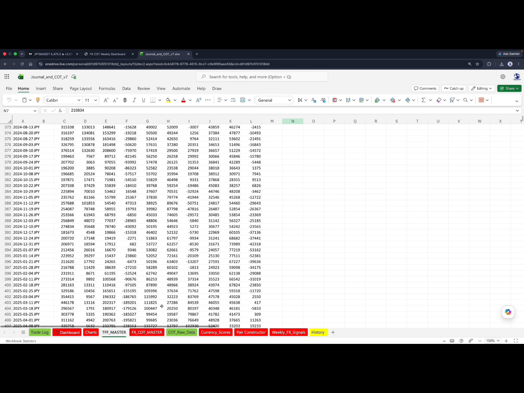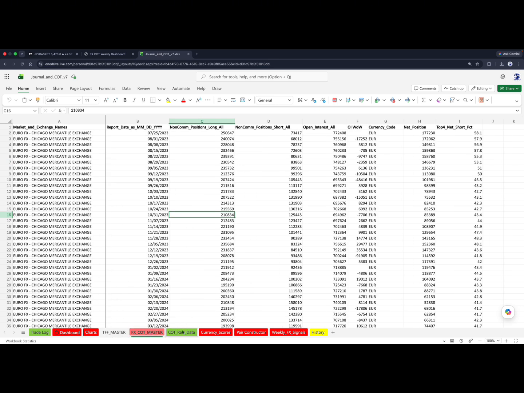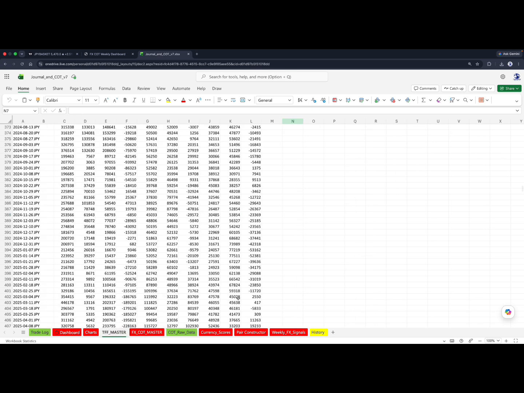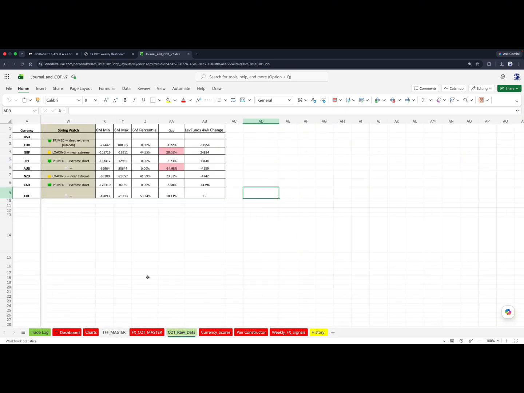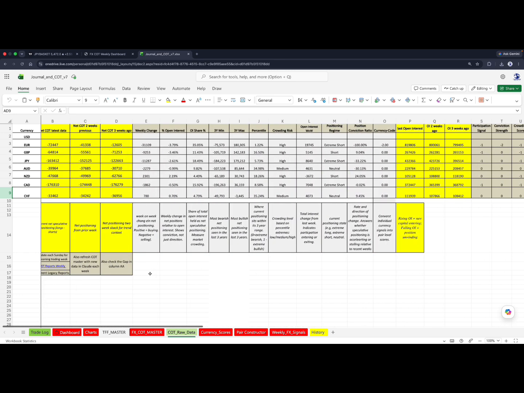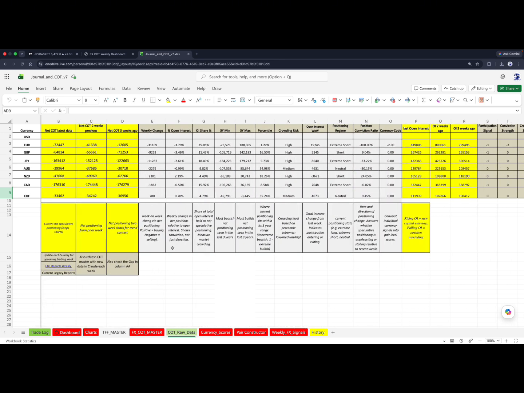I've just added a different report as well. That really didn't yield any greater advantages, but primarily we're using the legacy report. This one here was the traders in financial futures. So there's really 2 reports that the CFTC publish every single week. So yeah, we already know this. As I said, I've explained it in previous videos.